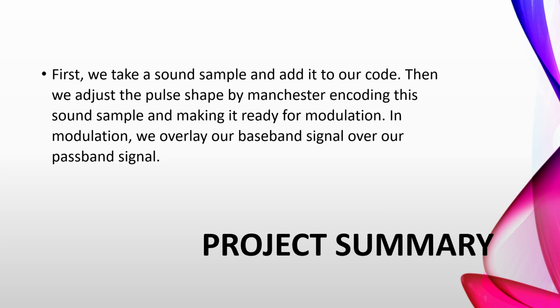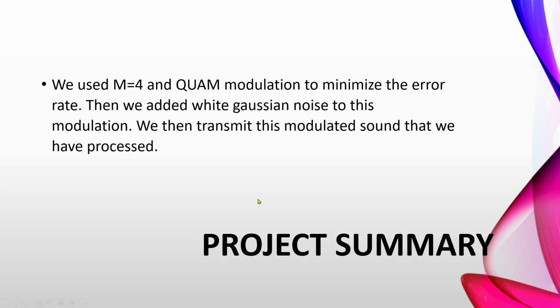Project summary. First we take a sound sample and add it to our code. Then we adjust the pulse shape by encoding this sound sample and making it ready for the modulation. In modulation, we overlay our baseband signal over our passband signal. We chose M equals 4 for M-QAM modulation, to minimize the error rate.